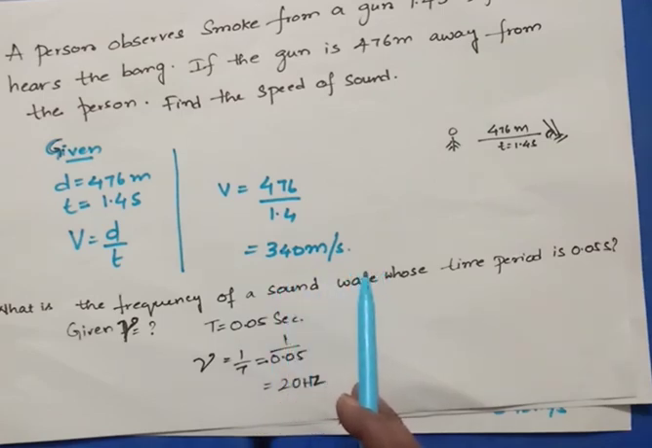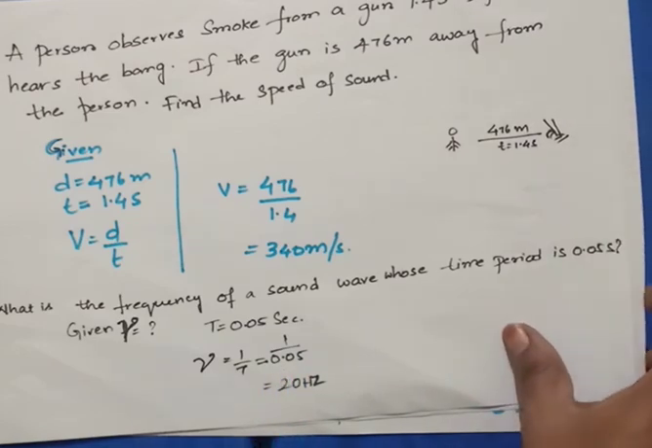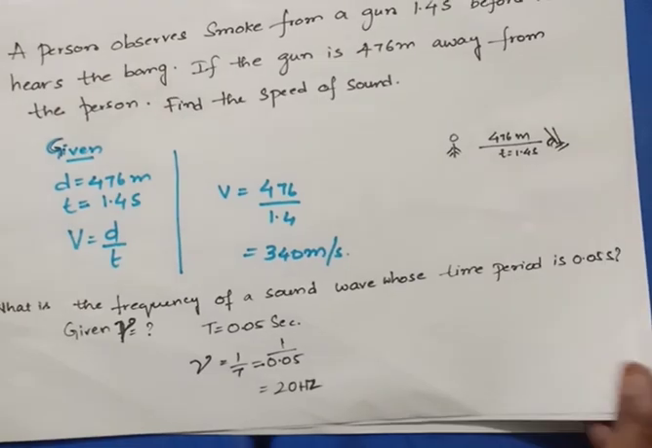Then next type of problem: what is the frequency of a sound wave whose time period is 0.05 seconds? So given value is T is equal to 0.05 seconds, when nu is equal to 1 by T. So when we substitute the value of the time period, we get the value of nu, which is nothing but 20 Hz.